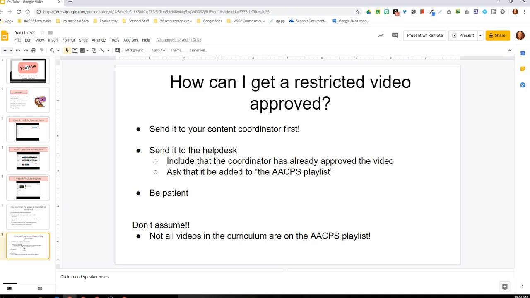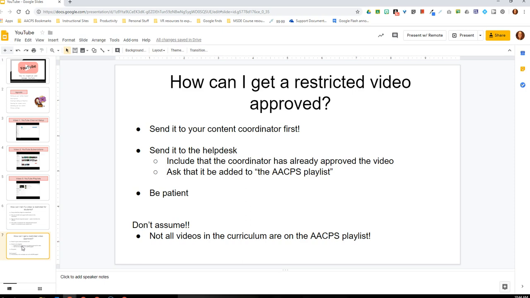Anytime you are requesting that a video or website be unblocked for students, please do not send a request to the help desk that says I need this by first period today, because that is not a realistic turnaround time for them. So you want to try and plan ahead and anticipate the videos that you need at least 2 weeks in advance so that they can get those approved and unrestricted for students.